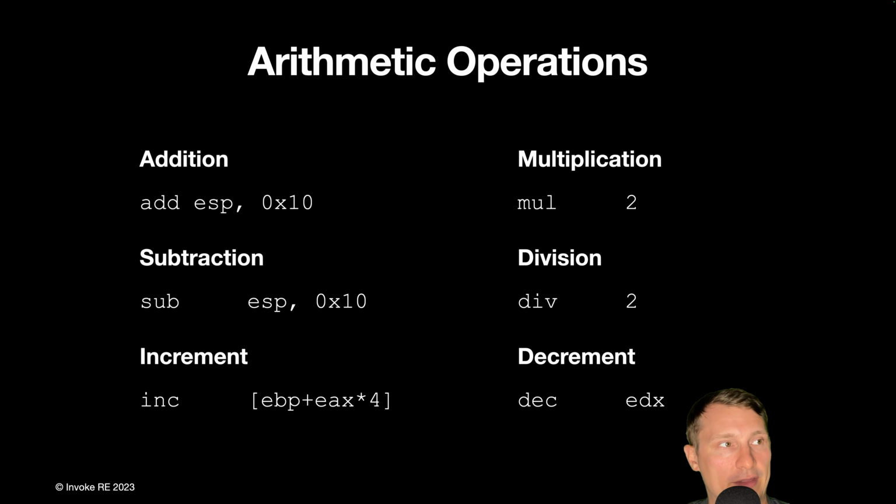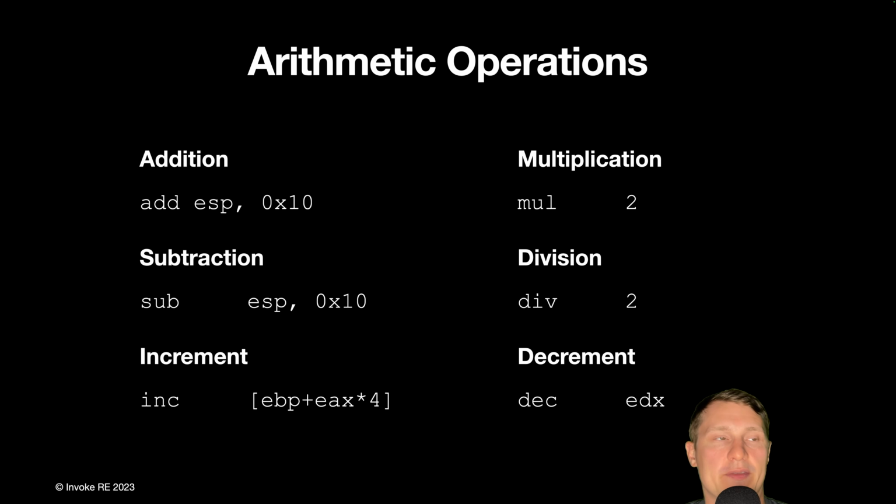So we have the increment operation. We're performing some arithmetic operations within these brackets, similar to the load effective address operations that we were looking at earlier. But basically, we're just incrementing the value stored at that address by 1. And then we have a decrement instruction, which is being used to decrement EDX.